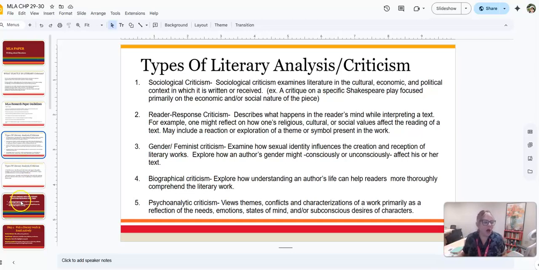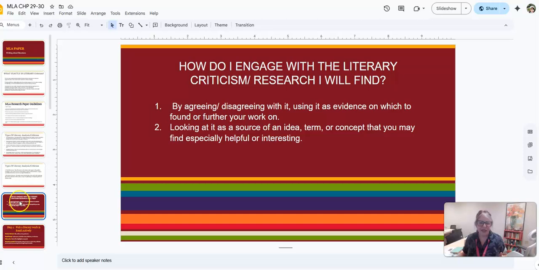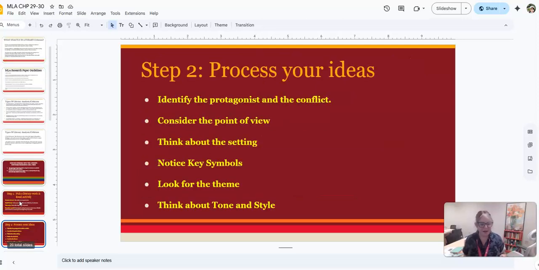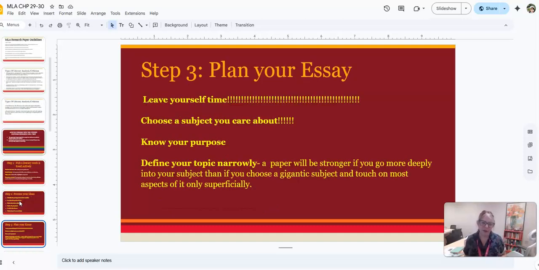Okay? All right, the rest of this is about when you find a source. What am I supposed to do with this source? How do I incorporate it in my paper? So you can agree, you can disagree, you can elaborate further on the point. This is just a couple of tips on how to actually read the book.